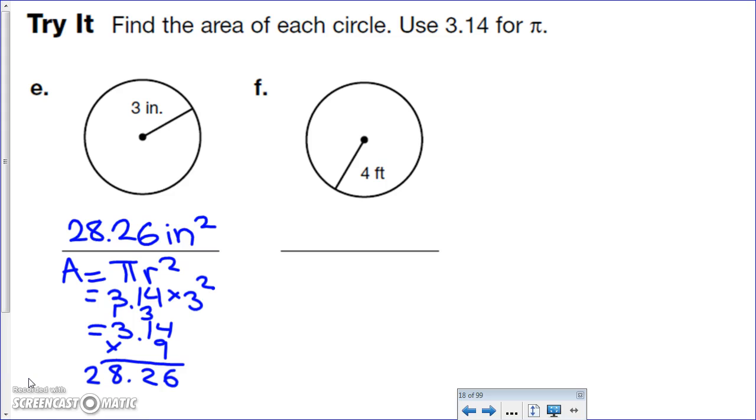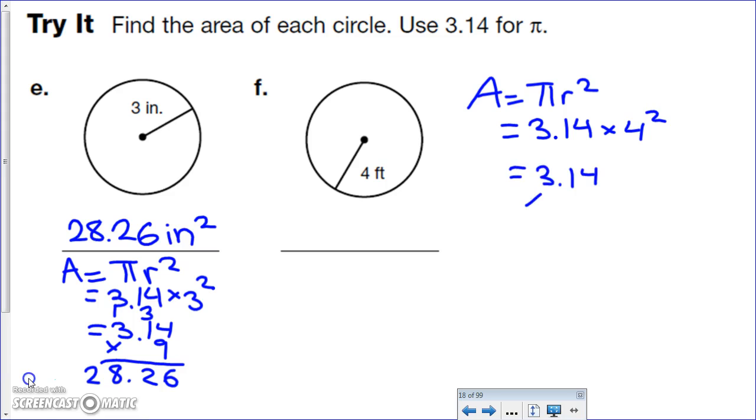For F, again, we're going to write the formula, area equals pi r squared, and fill in what we know, 3.14 for pi, 4 for the radius. We know that 4 squared becomes 16. And then we're just going to multiply. 6 times 4 is 24. 6 times 1 plus 2 is 8. 6 times 3 is 18.